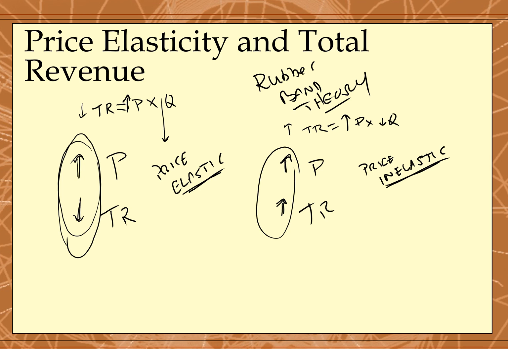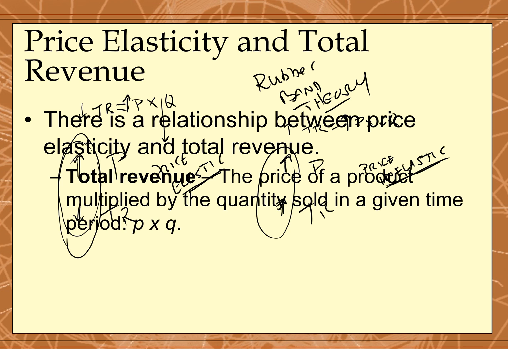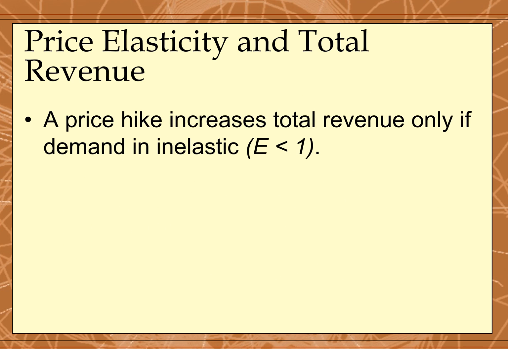But this little memory trick, rubber band theory, is a way for you to demonstrate the relationship between price elasticity and total revenue. So whenever a good is price elastic, that means a price increase. When a good is inelastic, E is less than 1. If you raise price, total revenue will likely increase, so it's inelastic. Notice how the rubber band doesn't stretch?